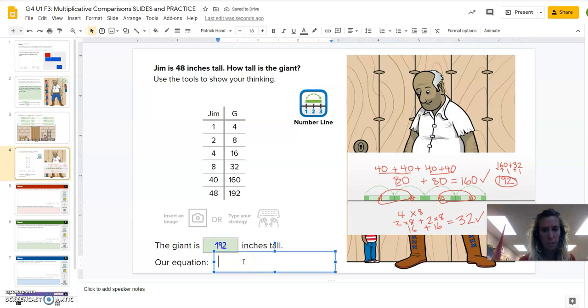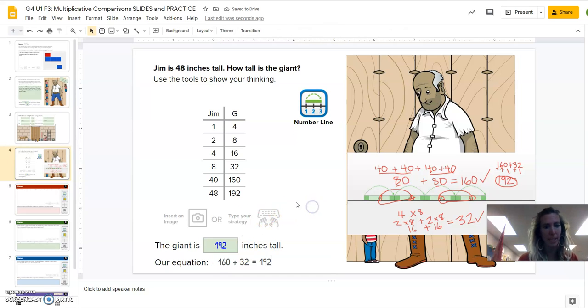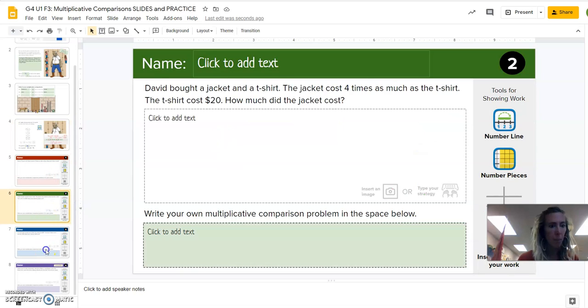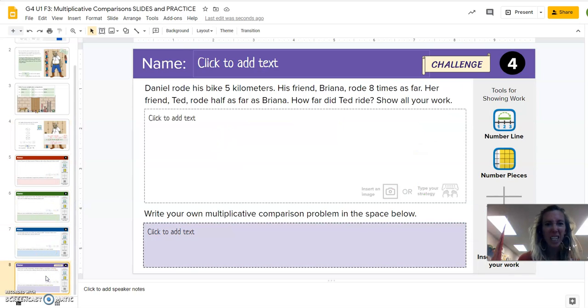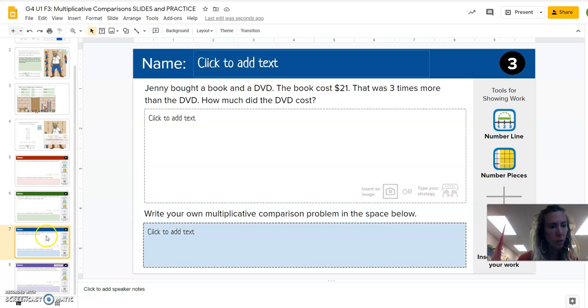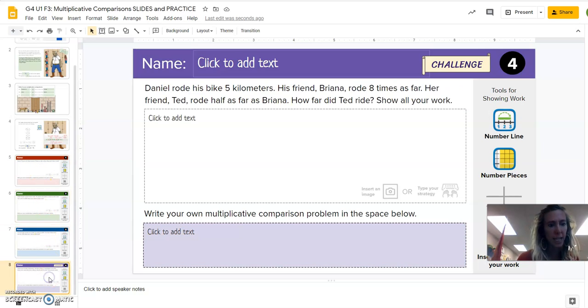And our equation, there you could have some different equations. Up here in the ratio table, we did our 160 plus 32 to give us a total of 192. Okay? All right, you have 4 problems to pick and choose from. There's even a challenge one. So I'd pick one from 1, 2, and 3, and if you want more of a challenge, try another, number 4. All right, good luck.